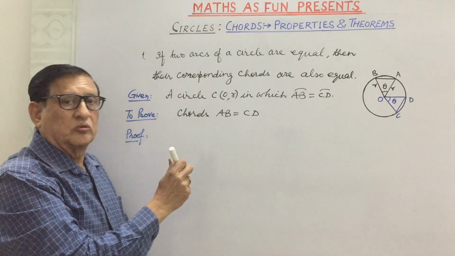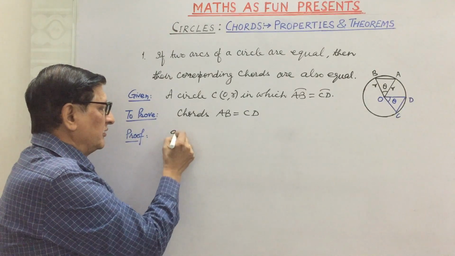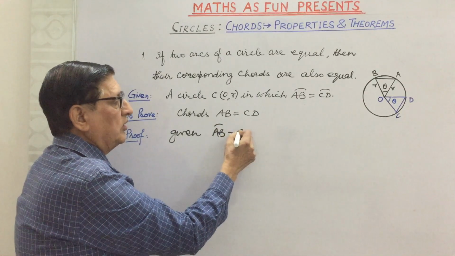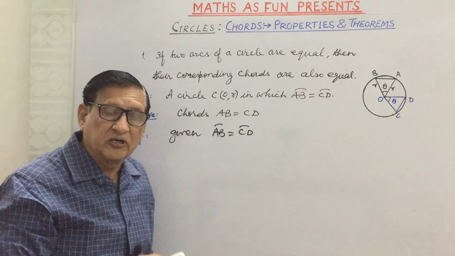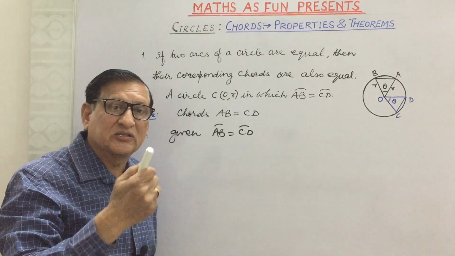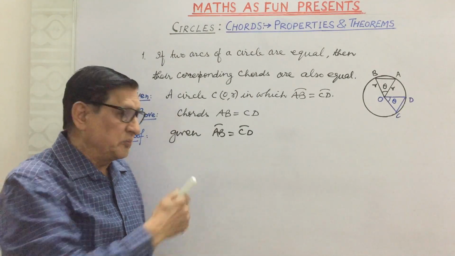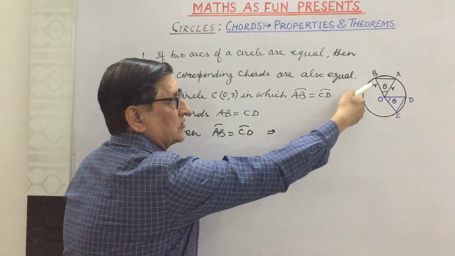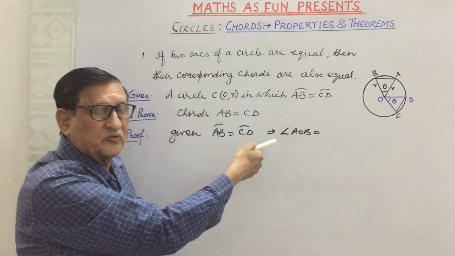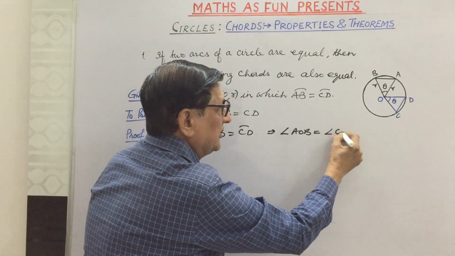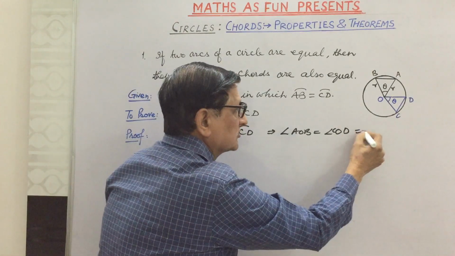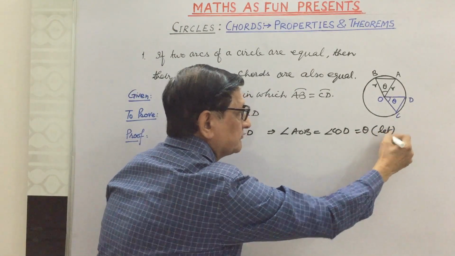In the proof, what we do? We have been given that arc AB is equal to arc CD. And we have learnt that any two arcs are equal if their degree measures are equal. It means here the degree measure of AB is angle AOB and degree measure of CD is angle COD. Will they be equal or not? Yes, suppose they are theta each.